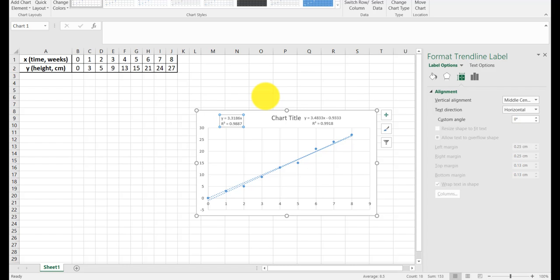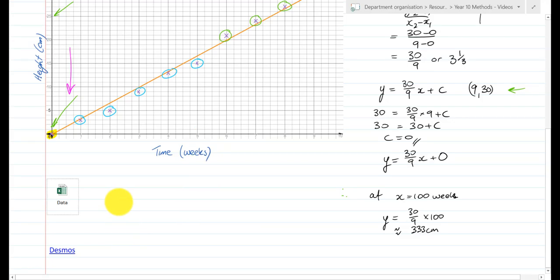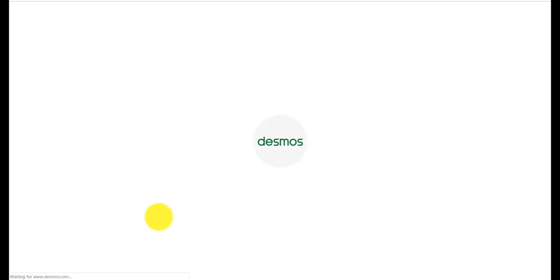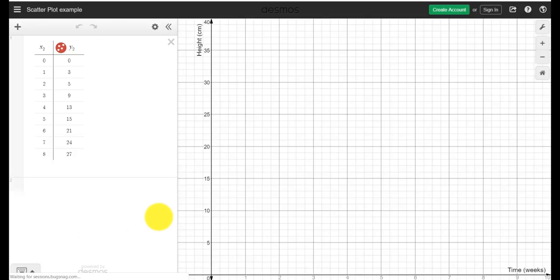So it's actually not too bad. So there we have it, using Excel and R squared. Now if I go back to my OneNote page and click on my other link, which is my Desmos graph, you'll see here that I've pre-prepared a Desmos set of data. And here's my data in Desmos.